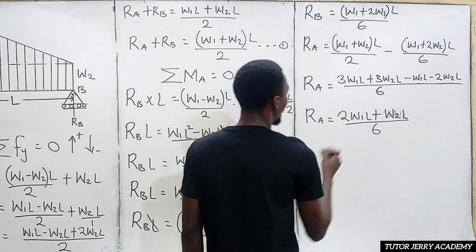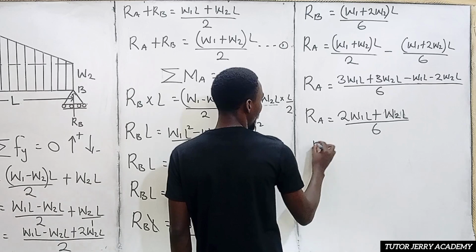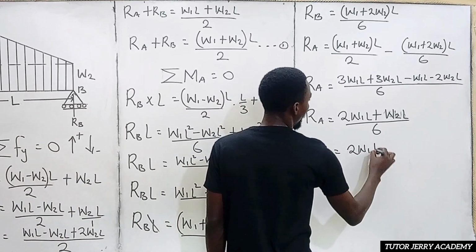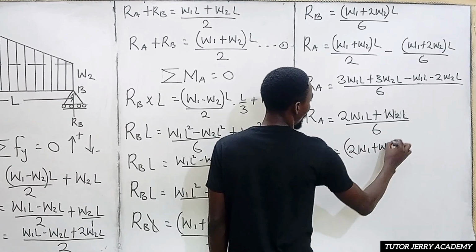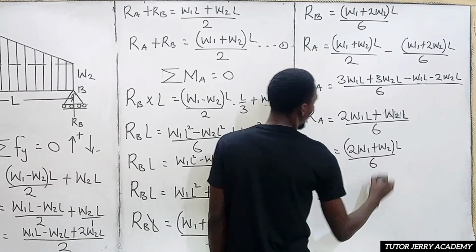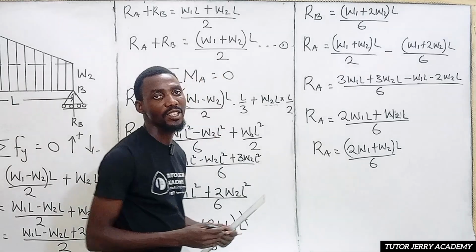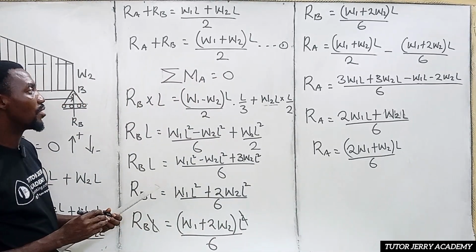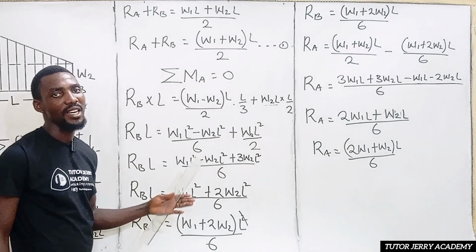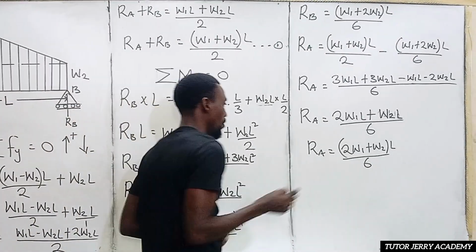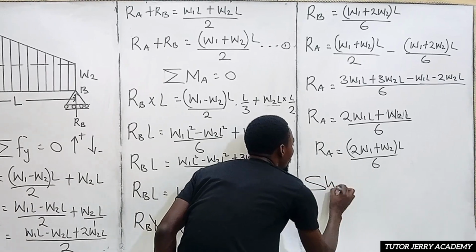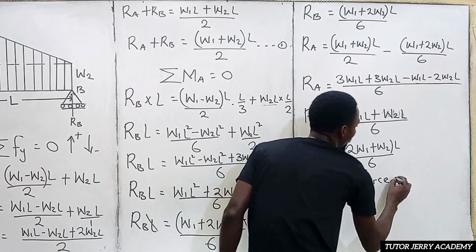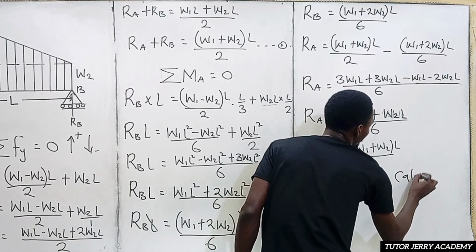All right. So we can further factor out L from there. So R subscript A will be equals to 2W1 plus W2 into L all over 6. All right. So that will be the reaction at A and the reaction at B. All right. So now the next thing we are going to be doing is our shear force calculation. So we are going to go for our shear force now. Shear force calculation.